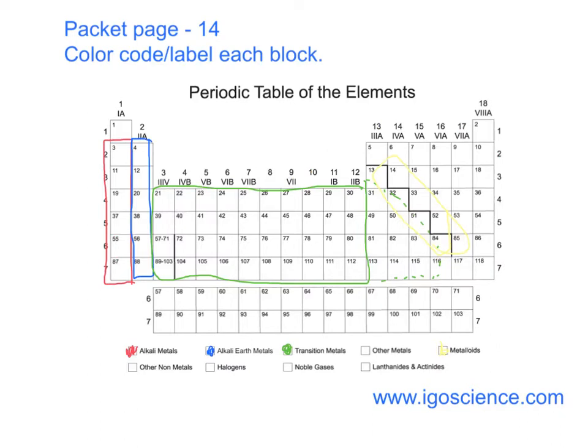Those are the ones that are in row 7 or column 17. These are your highly reactive, normally gases, but are also liquids and solid. Highly reactive and dangerous because they want to gain one more electron. And the last one that's really important is the noble gases.